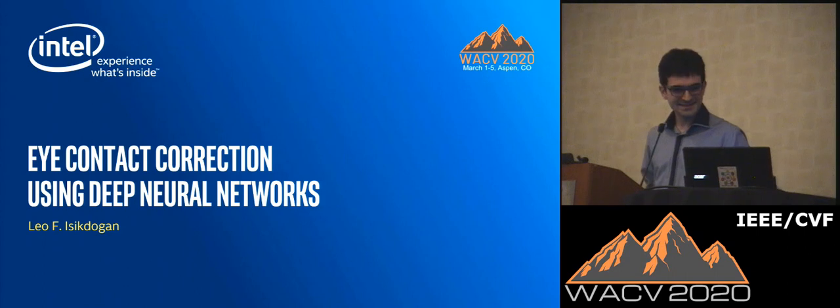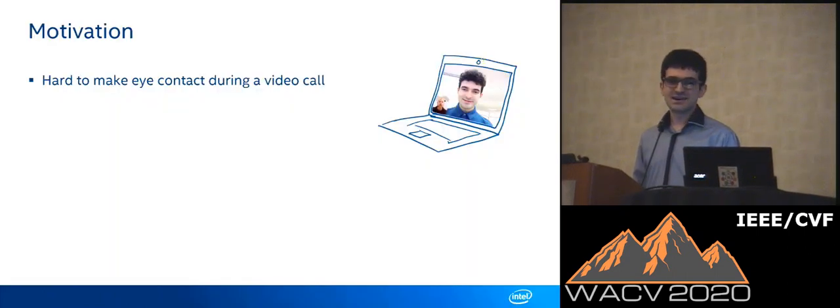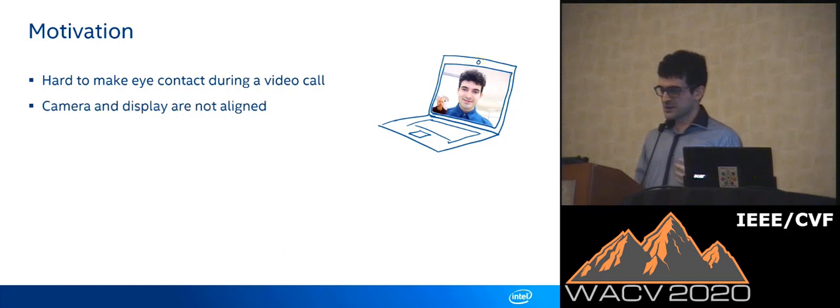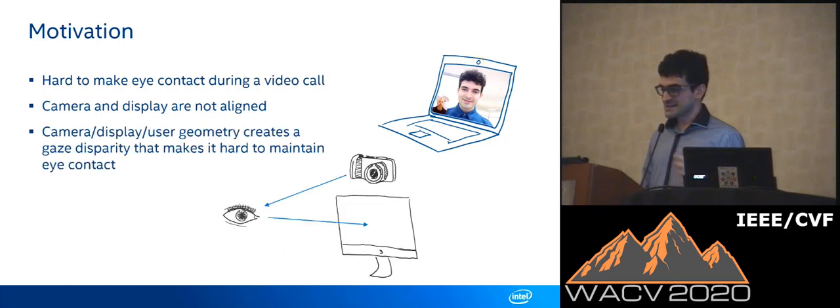Hello, everyone. I would like to start my presentation with a question. Have you ever noticed that it's hard to have eye contact during a video call? This is because people don't usually look into the camera during a call. What they do is that they look at the other person's image on their display, or they even look at their own preview image, but not into the camera. In a typical video conferencing setup, the camera and the display are not aligned with each other. And this camera display user geometry creates a gaze disparity that makes it hard to maintain eye contact.